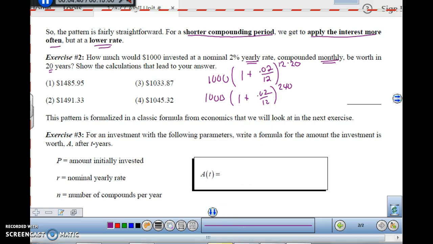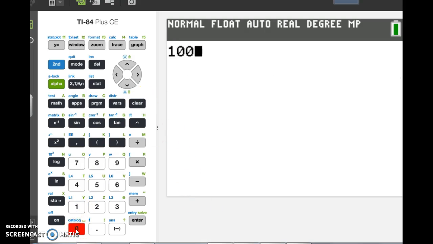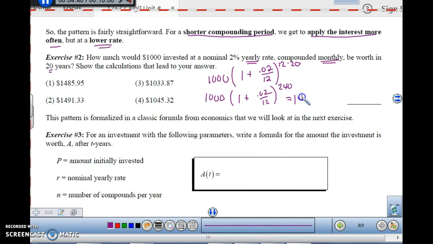Okay, so let's put this in our calculator. 1,000 times 1 plus the 2% divided by 12, and then raise to the 240 times that it's going to be applied, because it's every month for 20 years. So you would have $1,491.328, which is 33 cents. So it's $1,491.33, which would be number 2.